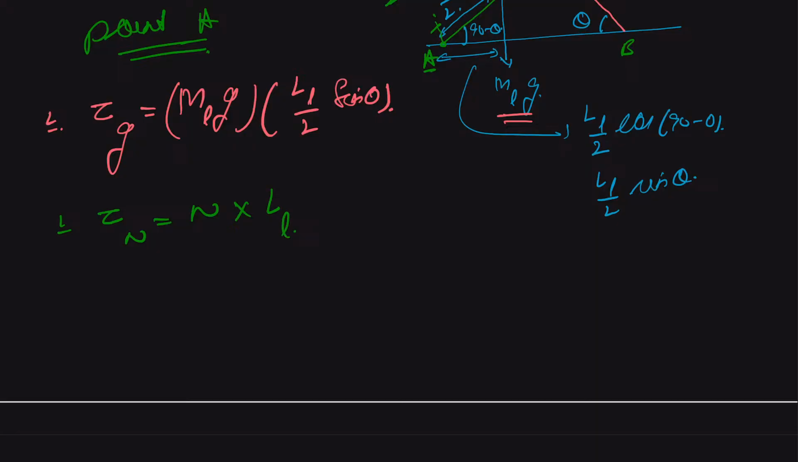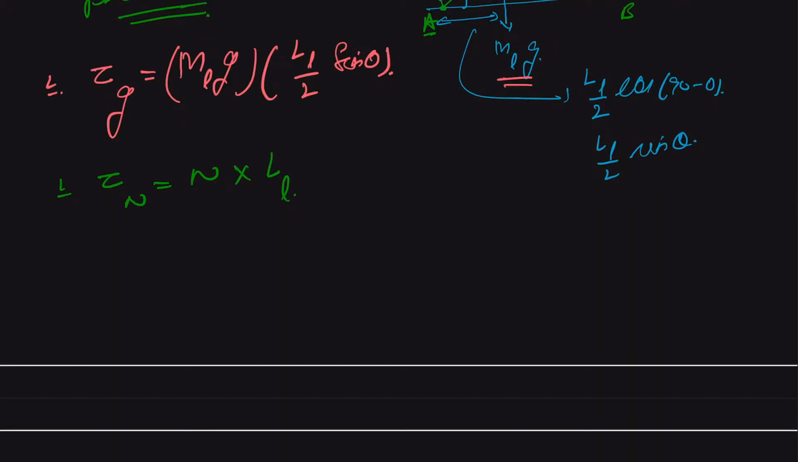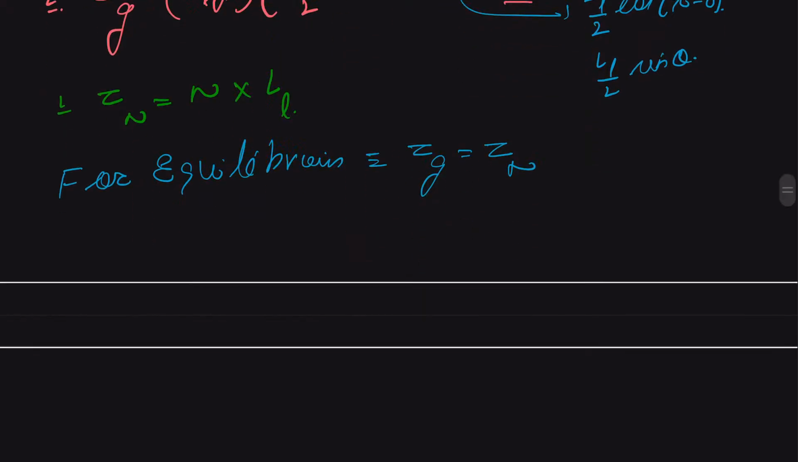And for equilibrium, we can write that the torque because of G will be equal to the torque because of the normal, and we can equate them.